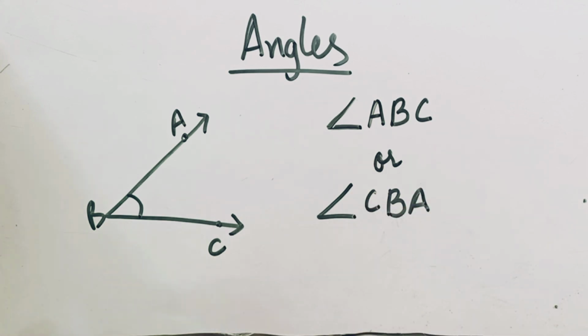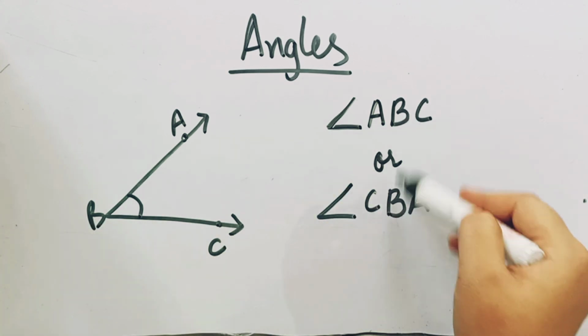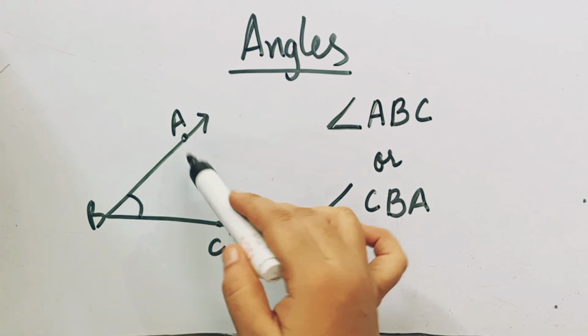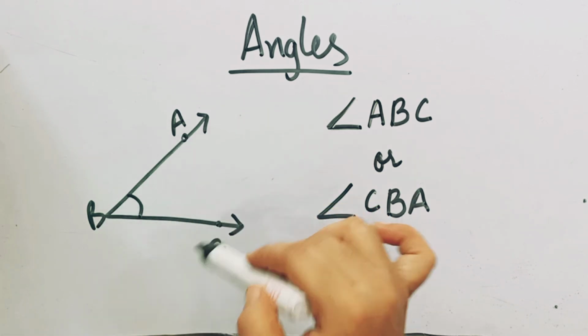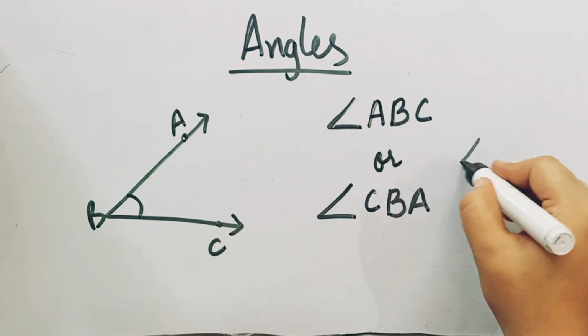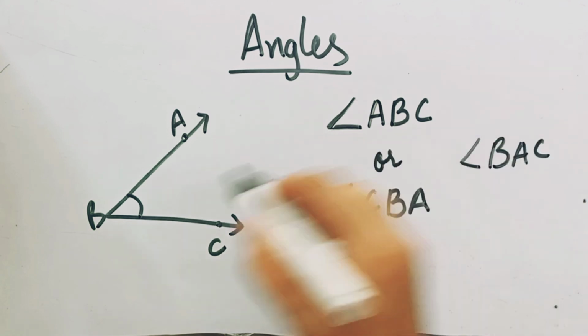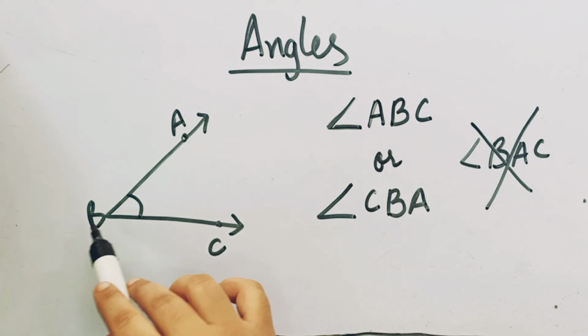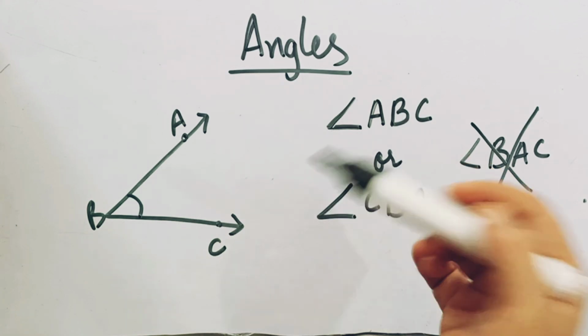You just have to take care that the common point should be in between only. You can start from either side: you can start from here, ABC, or from here, CBA. But you cannot name this angle as BAC. This will be wrong. The common point, the midpoint, should be in the middle only. Okay, so that's all for today.